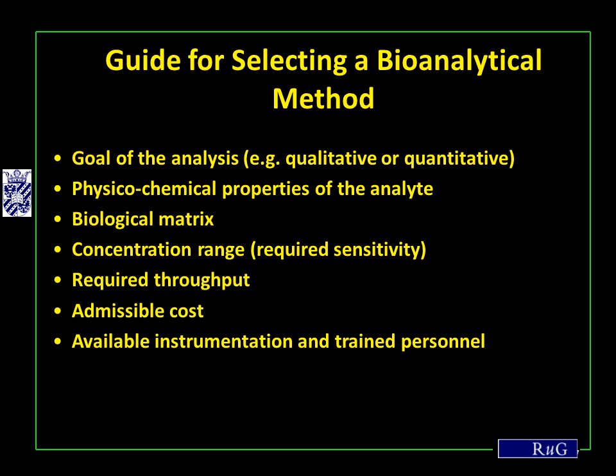What is the biological matrix I have to measure in? Is it highly complex like blood, serum or plasma? Or very diluted like urine? Or do I need to work in tissue, which I have to first prepare and homogenize?